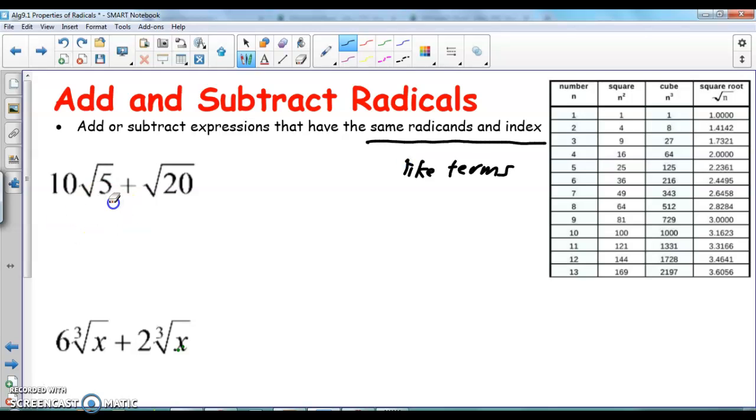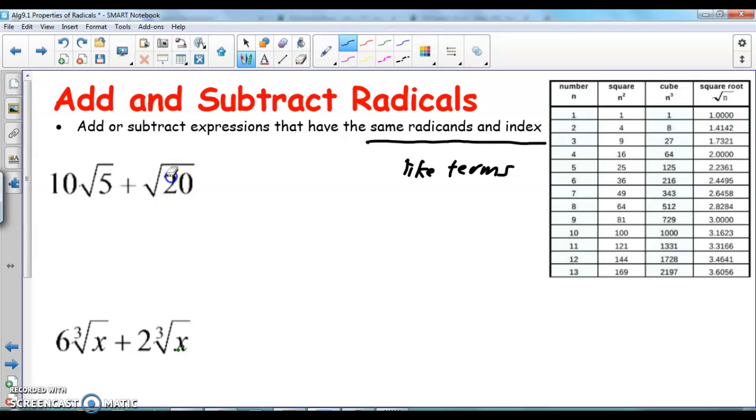For example, 10 radical 5 and radical 20, they don't have the same radicand. The radicand here is 5, the radicand is 20. They both have indices of 2, so the index is 2 because it's a square root. But since the radical expressions are different, they're not like terms. So how can we simplify them? Well, we have to find a way to make them similar, if possible. If not, then we're just going to leave them as they are.